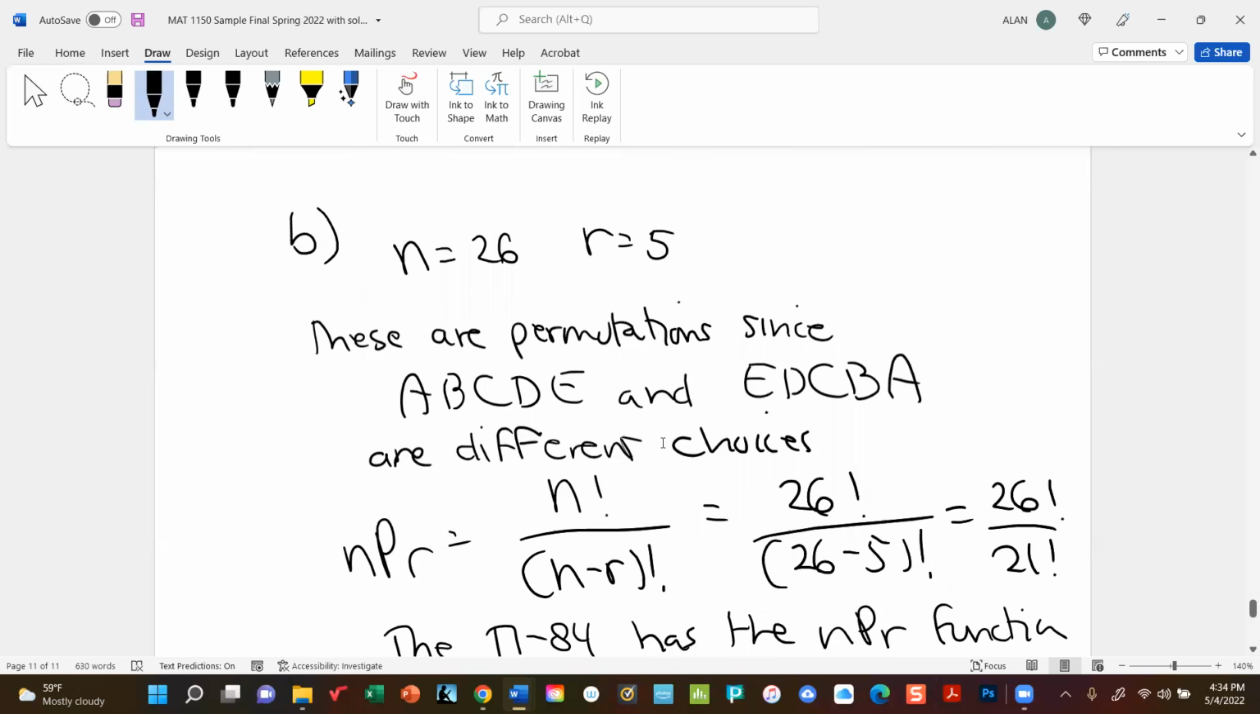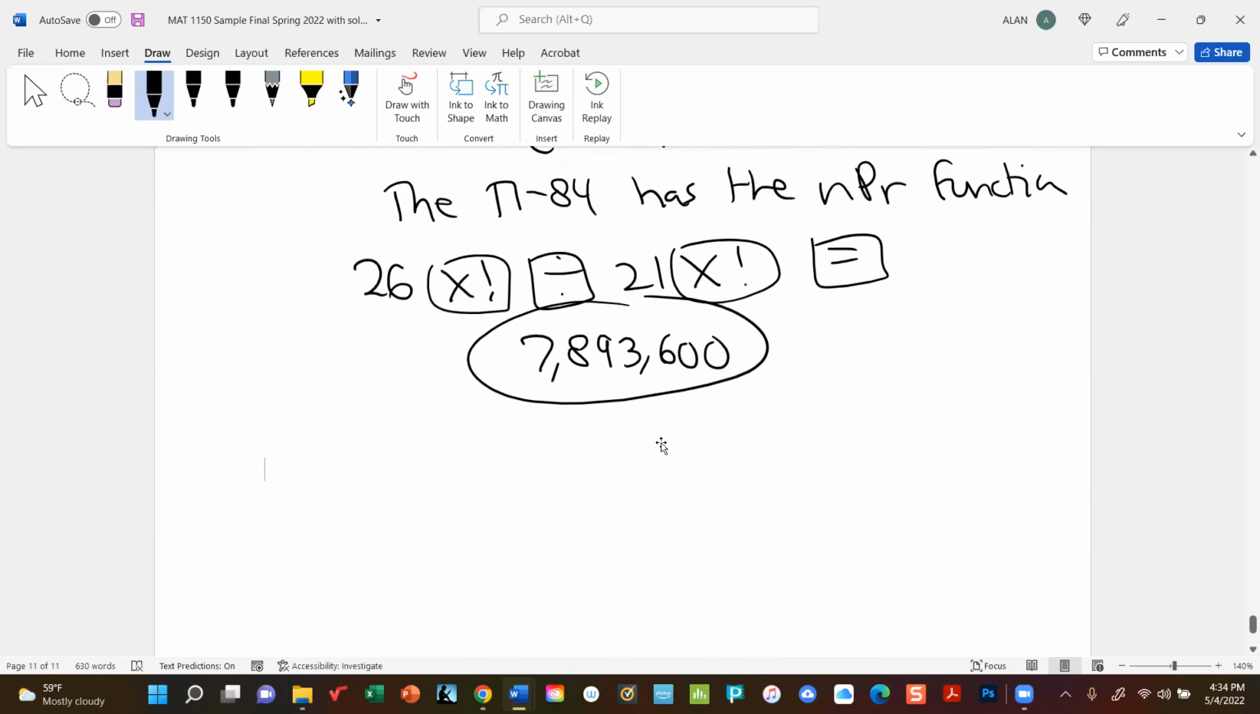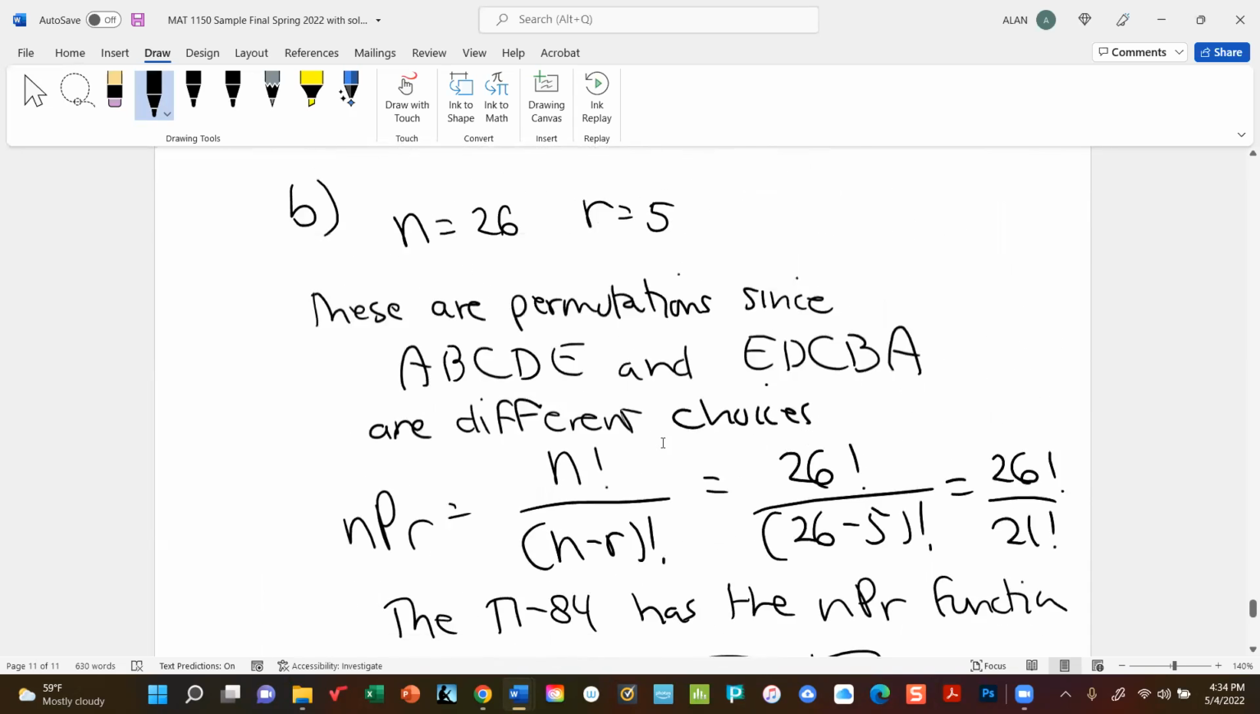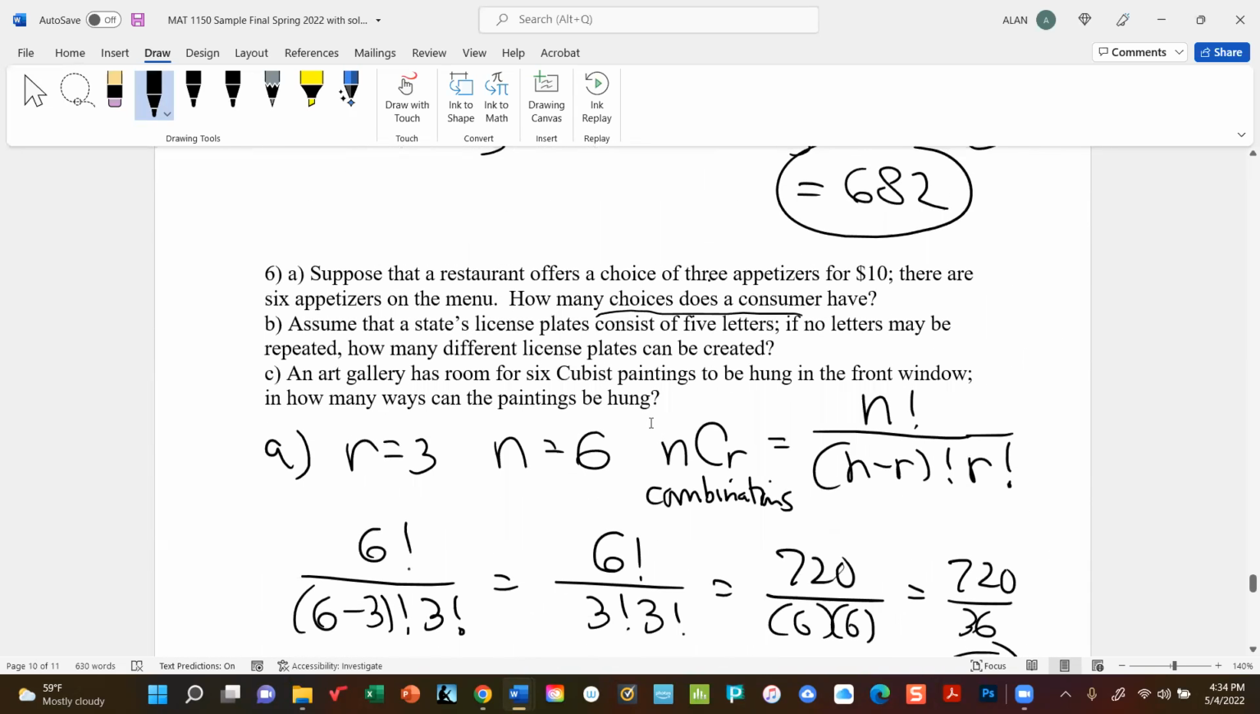Okay. So a large state like New York or California, they typically have all the digits can be either letters or numbers, and then there's usually 6 or 8 of them because they need them all. So that's how that one works. And then finally, C, an art gallery has room for 6 cubist paintings to be hung in front of the window. And how many ways can the paintings be hung?